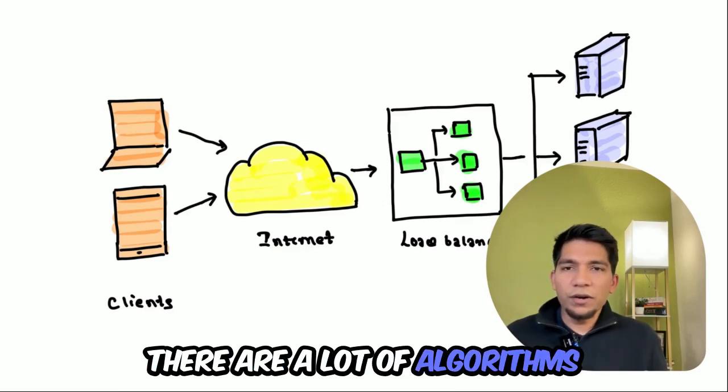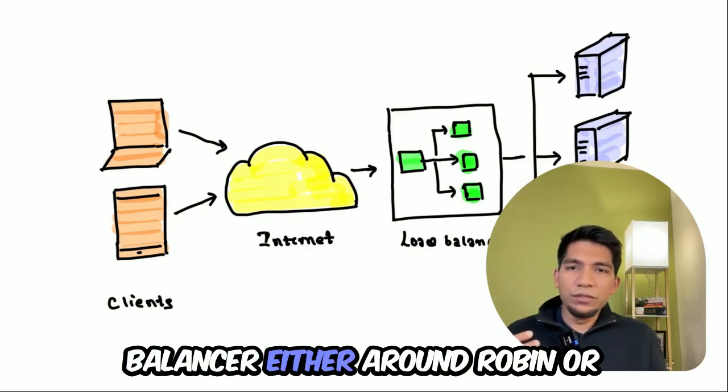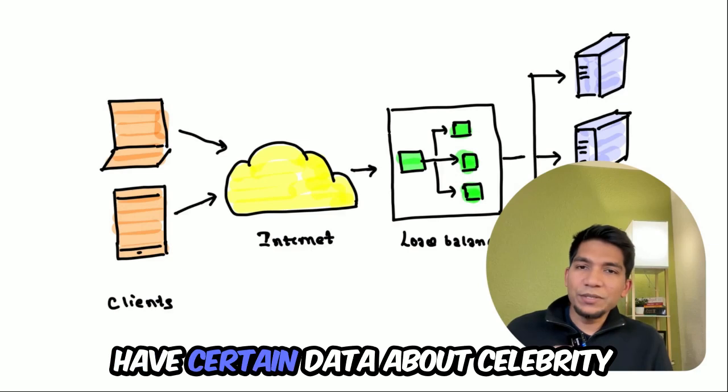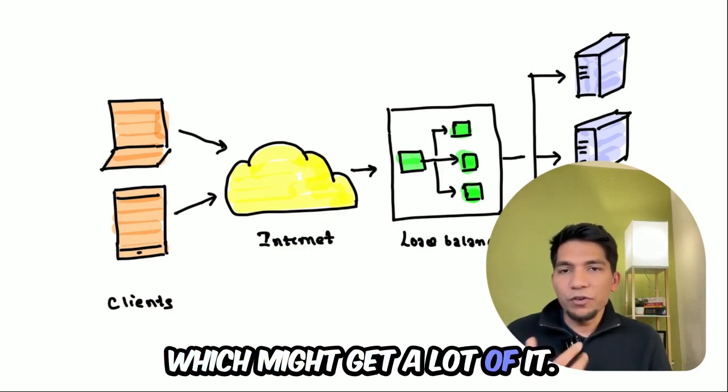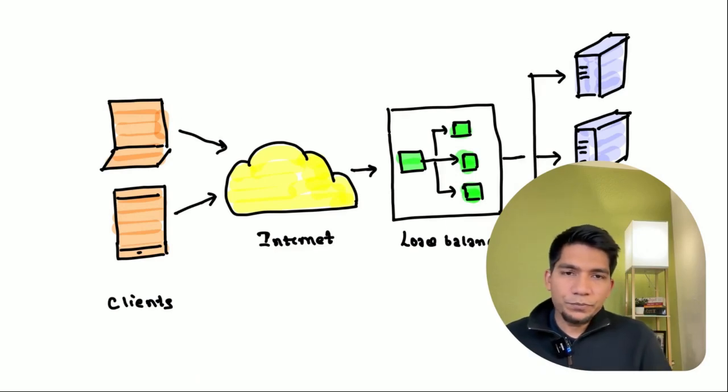There are a lot of algorithms on how you can optimize a load balancer, either round robin or how to understand hotspots and others. For example, one server might have certain data about a celebrity, which might get a lot of hits. So how to handle that is one of the interesting problems.